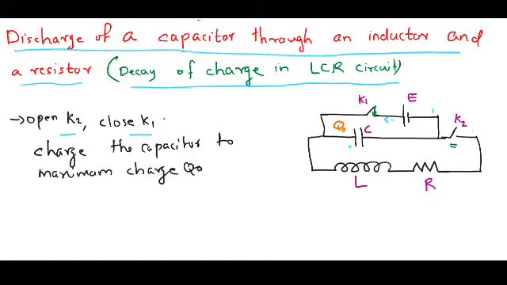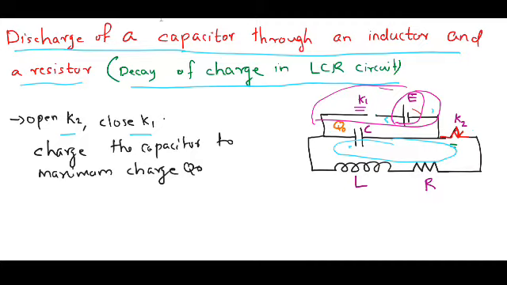Therefore, we have to remove the battery from the circuit. Then how can we remove this battery? Just open the key K1. That is, the key K1 is now opened, and this path is not in the circuit now. And next we have to close this switch K2. That is, now K2 is closed. Therefore, the capacitor starts to discharge through this inductor and resistor.